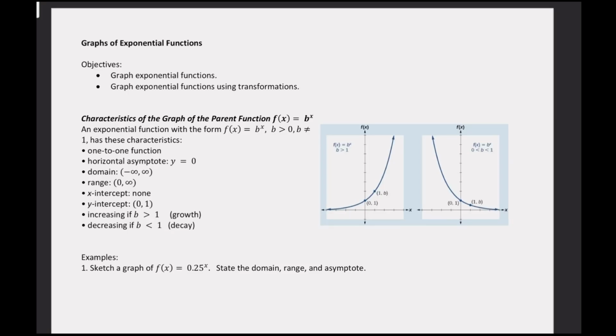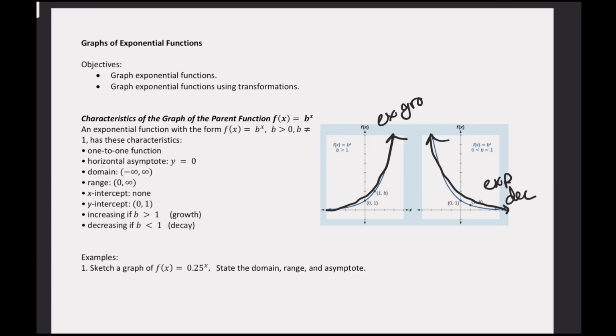Let's look at the graphs of exponential functions. What you're seeing here are two graphs on the right. This one is increasing from left to right, and this one is decreasing from left to right. We would say that this is exponential growth, and this one is exponential decay, because one is going up and one is going down, okay?